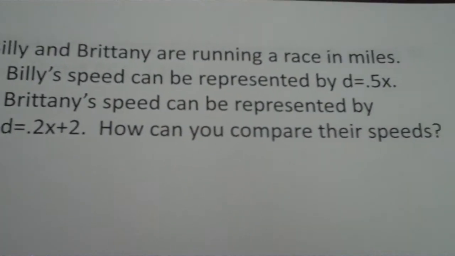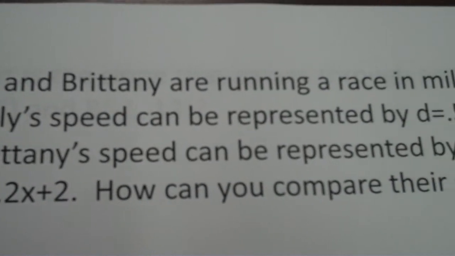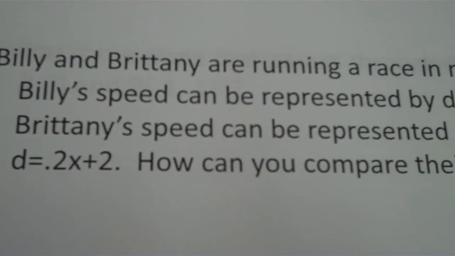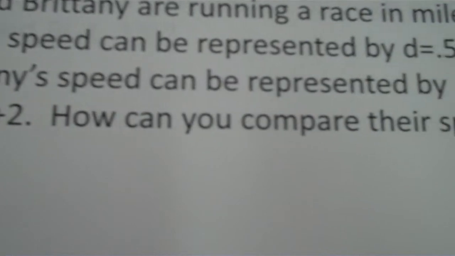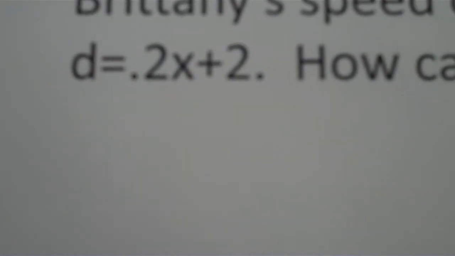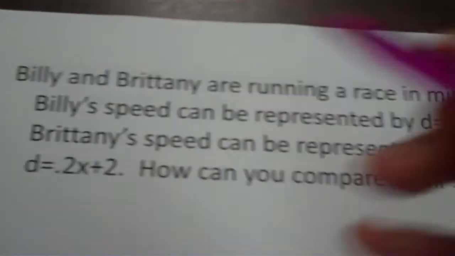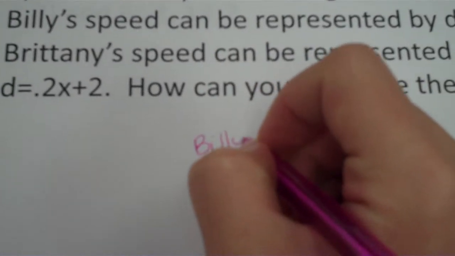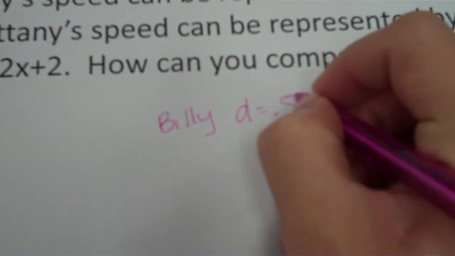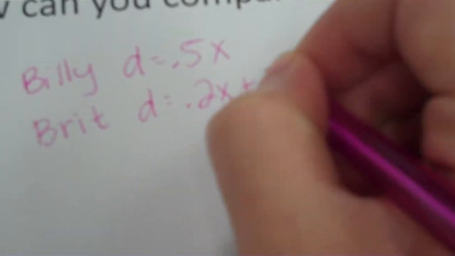Second one, this is a word problem. You don't have to write down word for word, but I do need you to write it down. Brittany and Billy are running a race in miles. Billy's speed can be represented by d equals 0.5x. Brittany's speed can be represented by d equals 0.2x plus 2. How can you compare their speeds? Okay, so just to break this down, pause if you need to write it down. I'm going to break it down. So Billy is 0.5x, and Brittany, I'll just put Brit, is 0.2x plus 2.